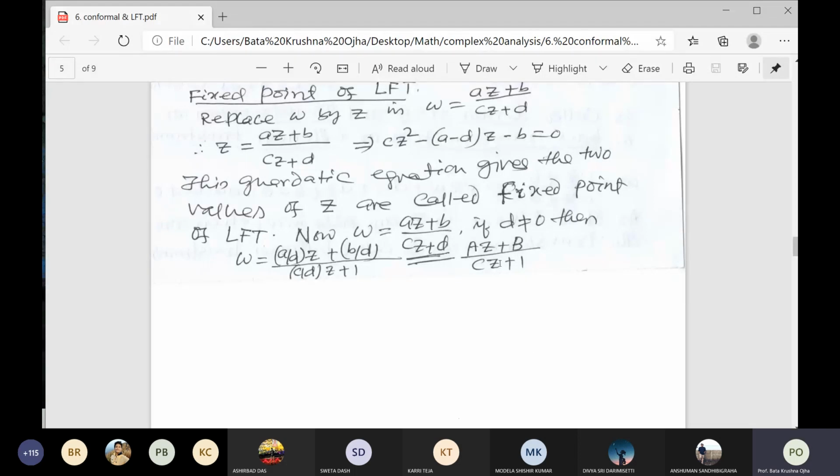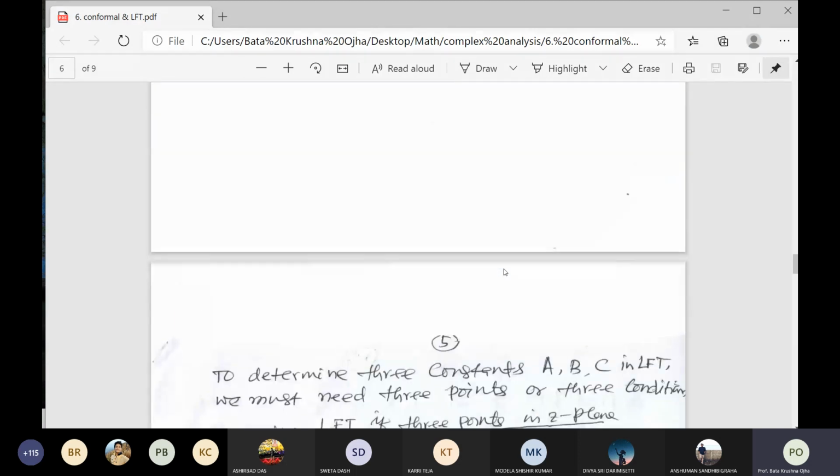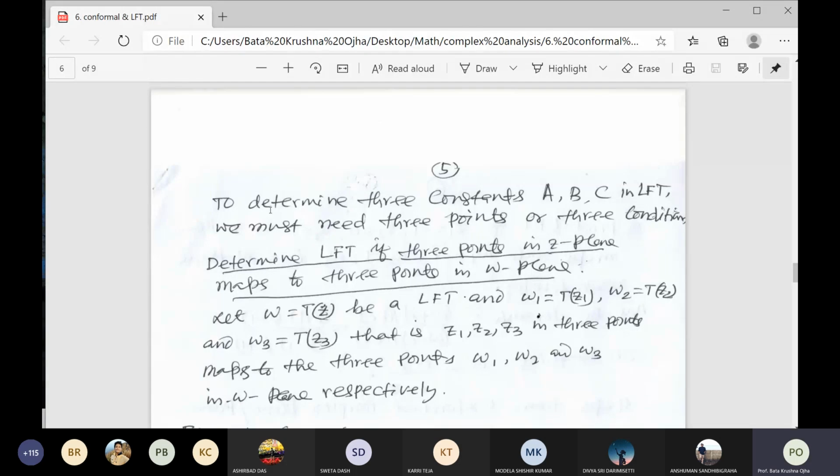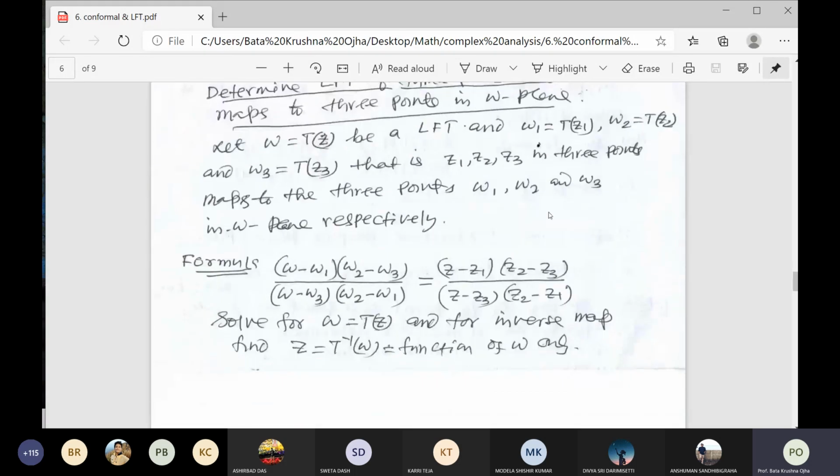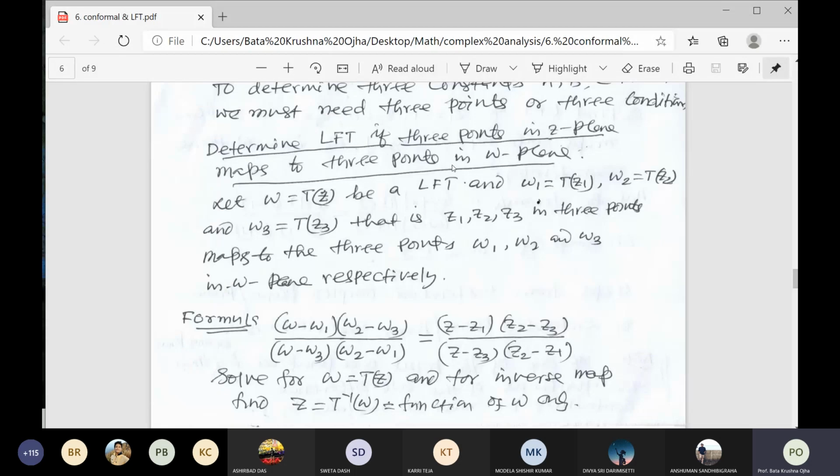Now, how do we determine A, B, and C? If you know the values of capital A, capital B, capital C, it will become the LFT for you. Next, to determine the 3 constants A, B, C in the LFT, we must need 3 points or 3 conditions. So, determine the LFT if 3 points in the Z plane map to 3 points in the W plane. Then you can determine the LFT completely.